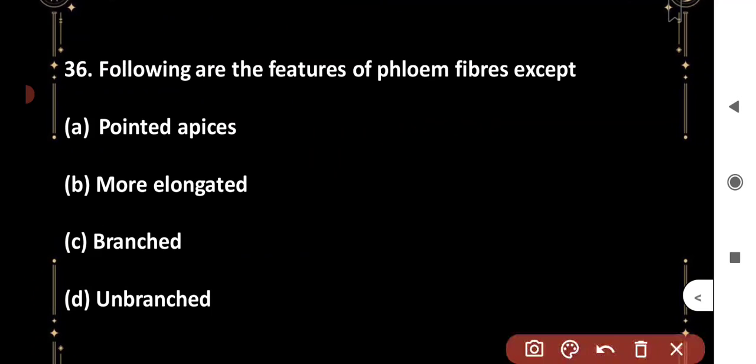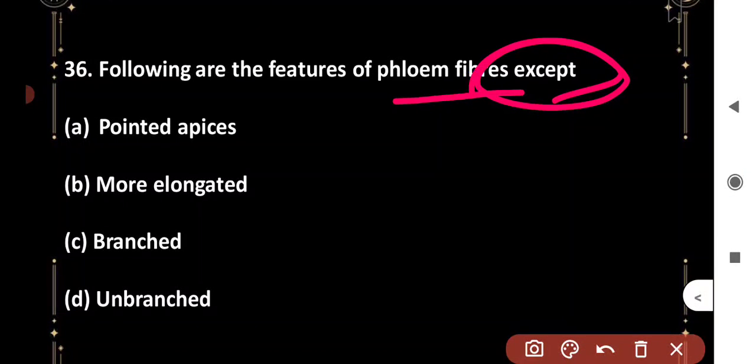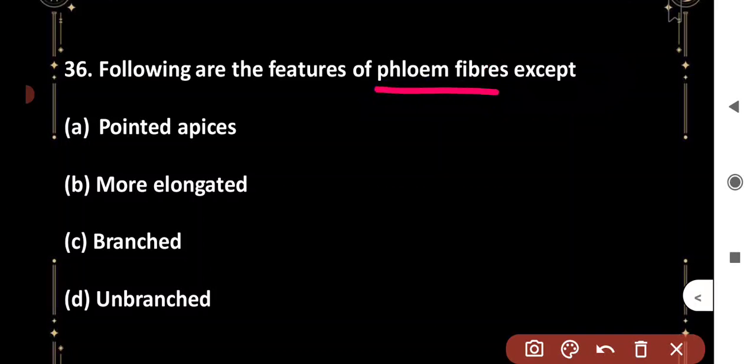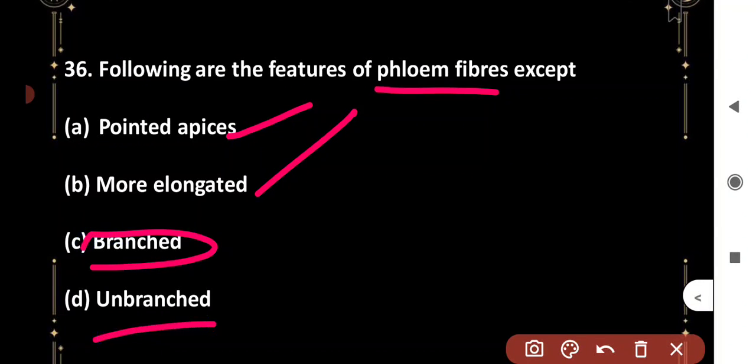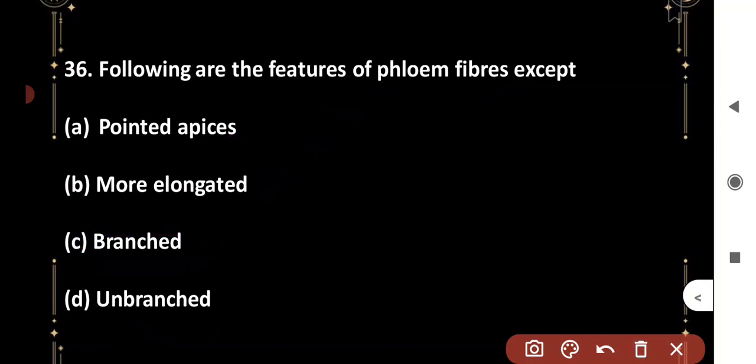Following are the features of phloem fibers except: pointed apices, more elongated, branched, unbranched. Phloem fibers are pointed, yes. Elongated, yes. Branched or unbranched? Fibers of phloem are not branched. So it says branched, which is the wrong option. So C is the wrong option. Since it was asking except, they are not branched. This is the answer.